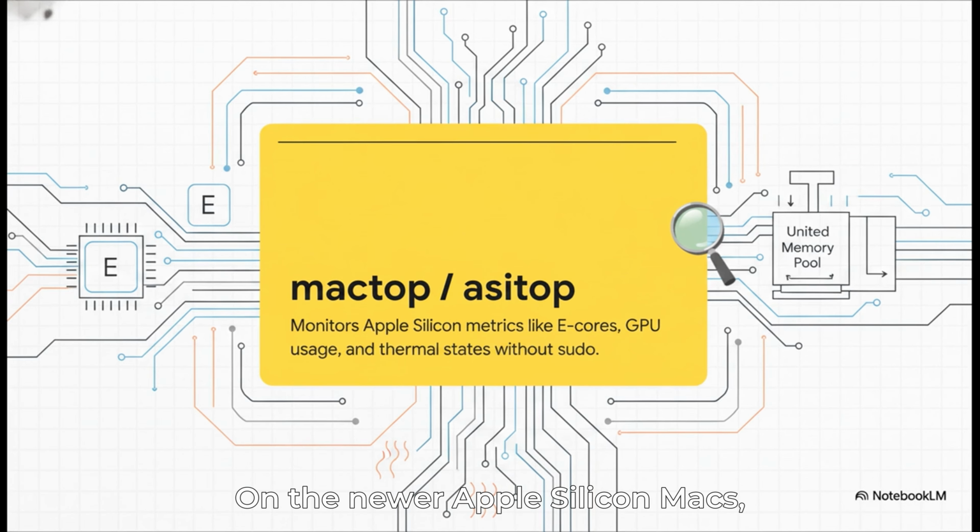On the newer Apple Silicon Macs, the M1, M2, M3 series, the traditional top command doesn't really show the whole picture when it comes to efficiency cores versus performance cores. So modern engineers are turning to specialized command line tools like mactop or asitop. These tools analyze the unified memory pool, track specific core loads, and even monitor thermal states. It gives you unparalleled visibility into Apple's custom silicon.